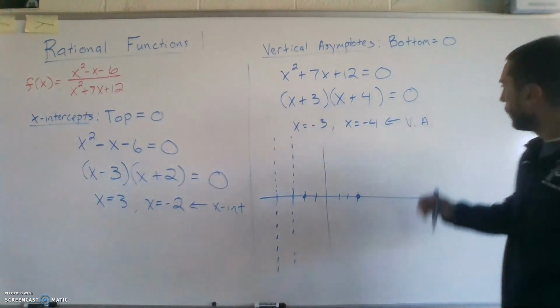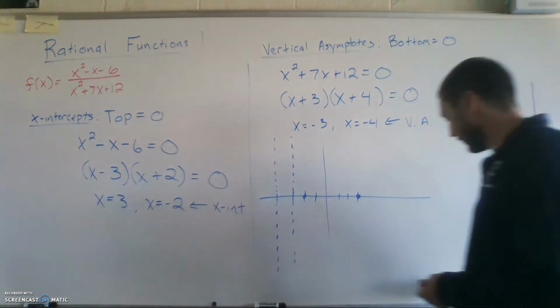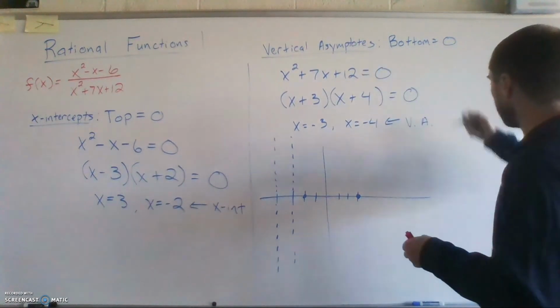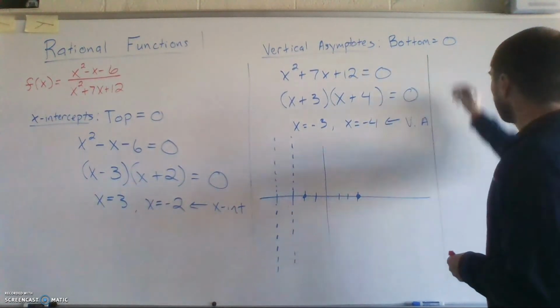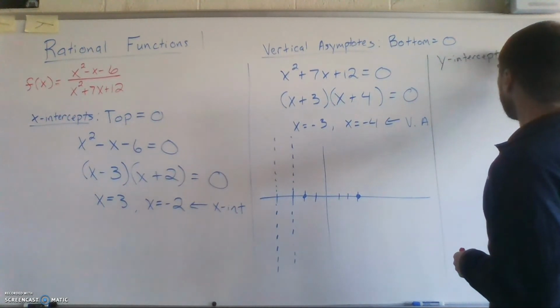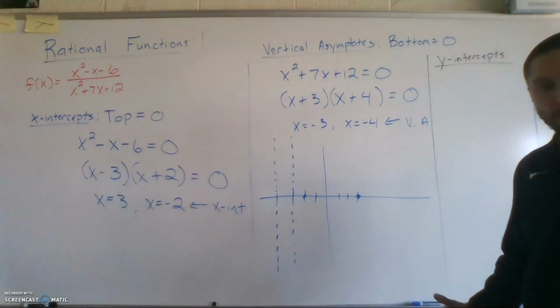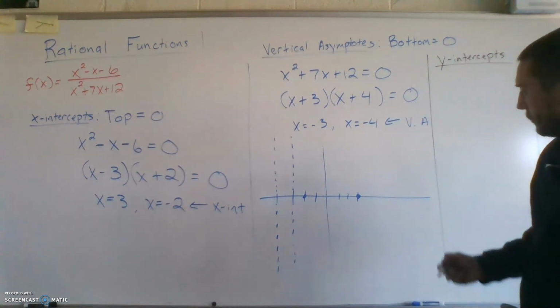Okay? So I found my x-intercepts. I found my vertical asymptotes. And then there's one more thing that I want to make sure that we know how to do today. This one should be pretty harmless. I want to find my y-intercept. Okay? Now, if you remember anything about graphs in general, this should be pretty painless.